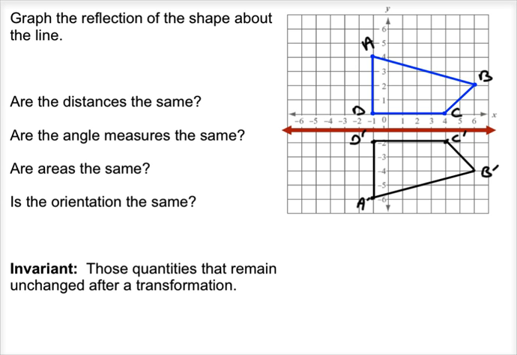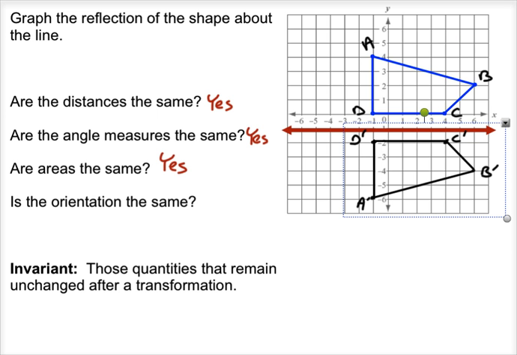Are the distances the same? Well, if I look at all the figures from A to B and A prime to B prime, or B to C and B prime to C prime, all the distances are the same, so that's a yes. Are the angle measures the same? Well, the angles look like they're exactly the same from one figure to the other, so that's yes. Are the areas the same? Well, the figures look like they're congruent to one another, so the areas should be the same, so that's a yes.